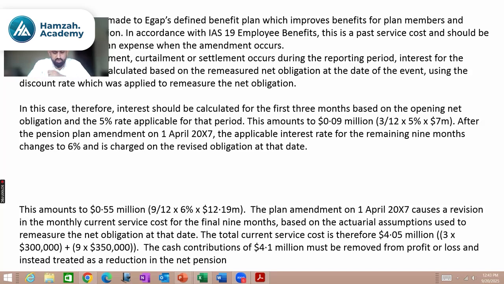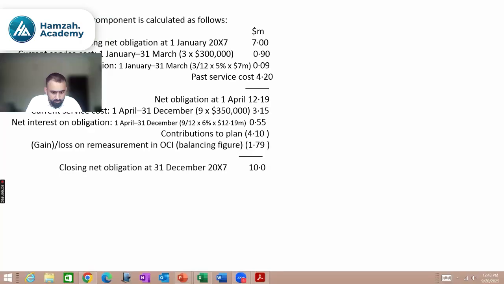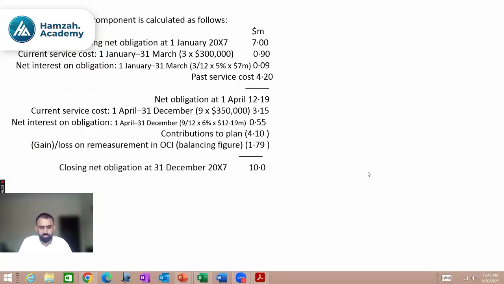It is also recognized in the profit and loss account, operating category. And the cash contribution, we have removed it from profit. We increase the retained earnings, and it should be treated as a reduction in liability because it is a contribution in a plan asset. And this is the revised calculation which needs to be followed.